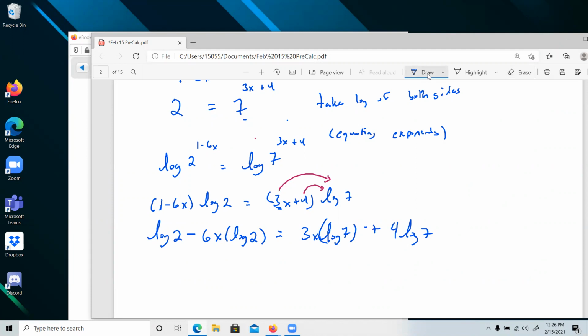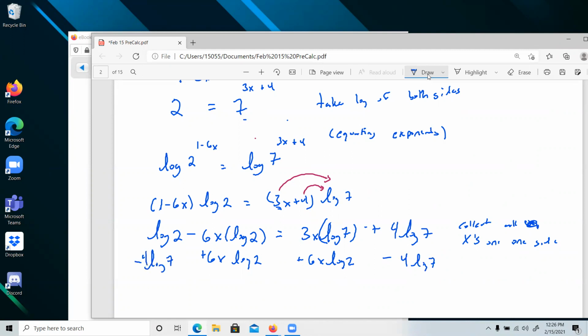So again, the idea here is we're going to collect all exponents, or all the x's, on one side. Which side? It doesn't matter. It's up to you. Since if I add this one, it'll swing over to be a positive, I'm going to go ahead and add it. And we'll subtract 4 log 7 from both sides.